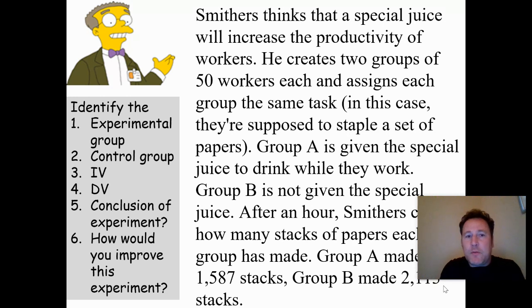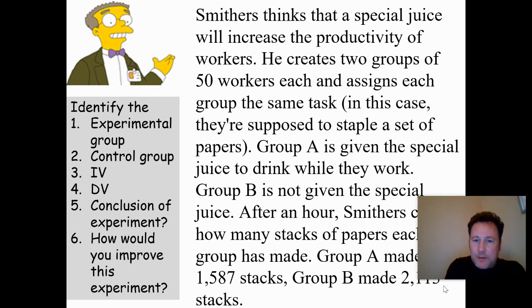All right, so we've got an experiment here. Smithers thinks that a special juice will increase the productivity of workers. He creates two groups of 50 workers each and assigns each group the same task. In this case, they're supposed to staple a set of papers. Group A is given the special juice to drink while they work. Group B is not given the special juice.